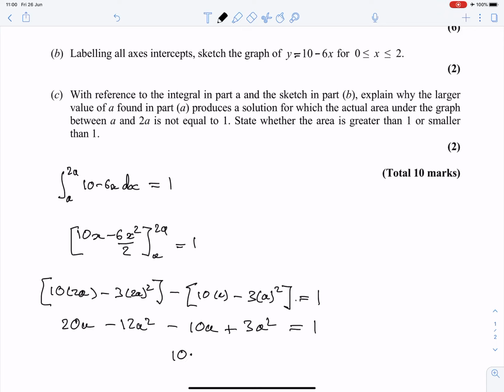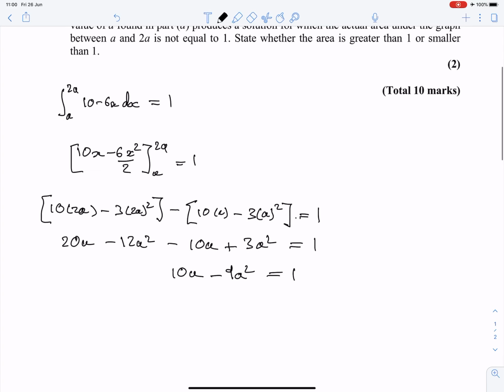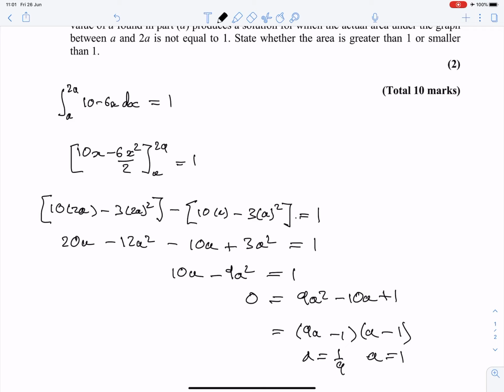Tidy it up, so we've got 10a minus 9a squared equals 1. So 0 equals 9a squared minus 10a plus 1, because we want our quadratic to be positive and equal to 0. Factorise, if you need to use a grid, do so, but it looks like this is going to be 9a minus 1 and a minus 1. Just check that. 9a squared, minus 1 times minus 1 is plus 1, minus 9a minus another a is minus 10a. So that checks. So a equals 1/9 or a equals 1.